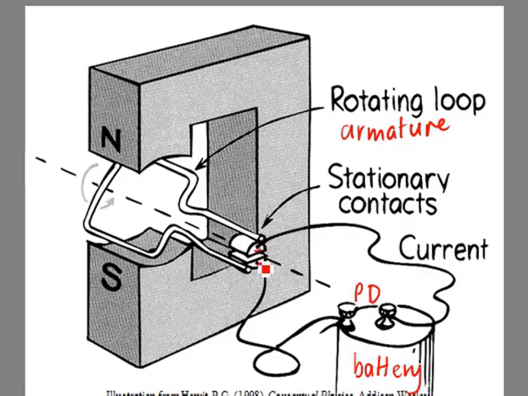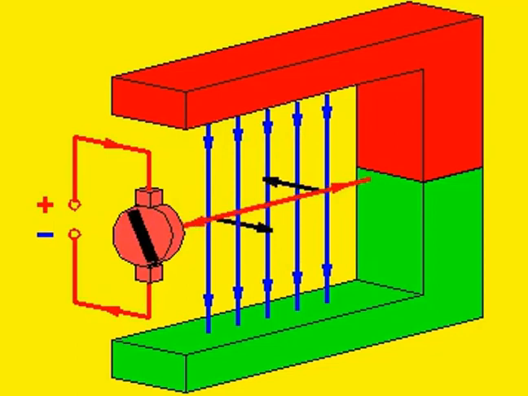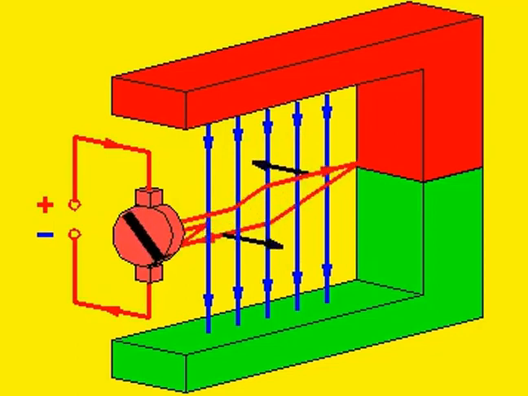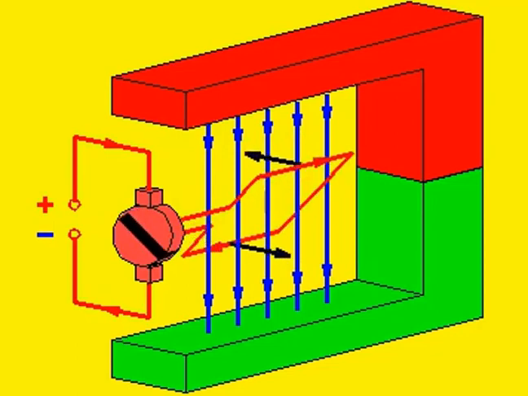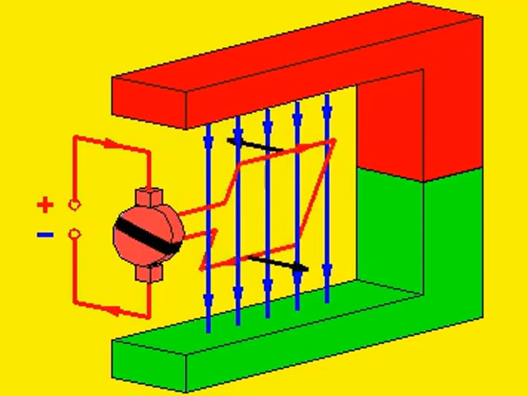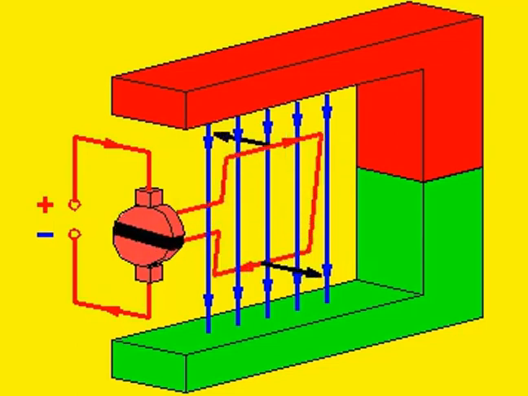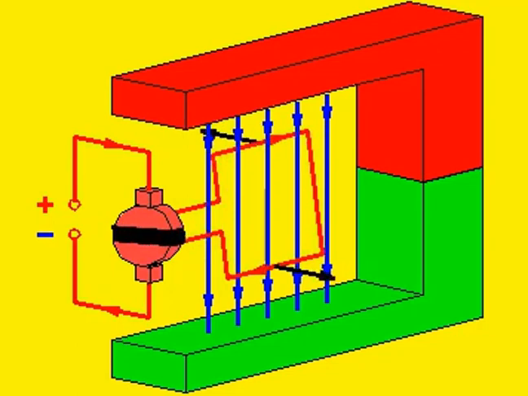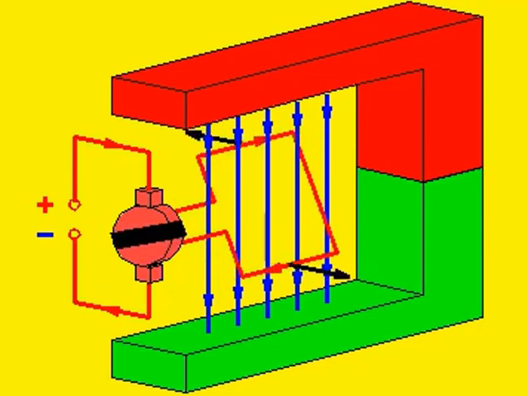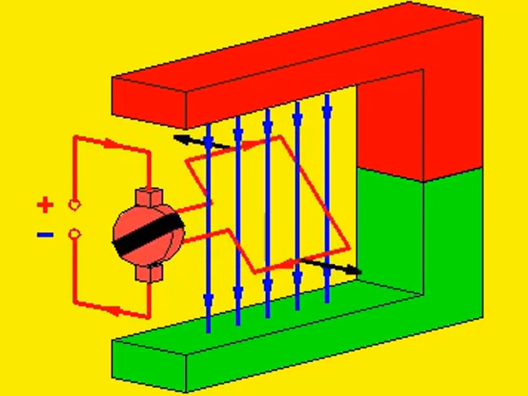The rotating loop is positioned within the magnetic field of a horseshoe magnet or perhaps two bar magnets. While the rotating loop touches the contacts, current flows in the loop, setting up a magnetic field around the wires. This magnetic field interacts with that of the magnet, resulting in thrust, which turns the loop.